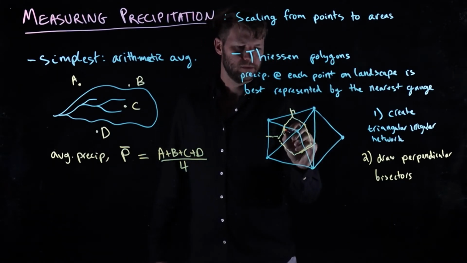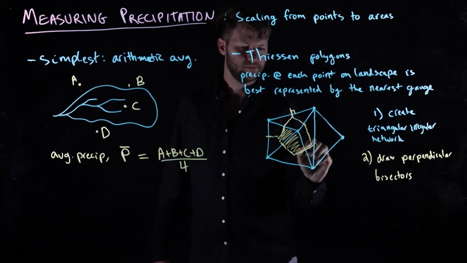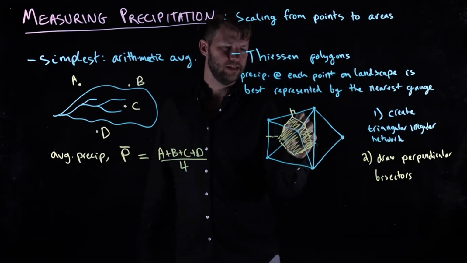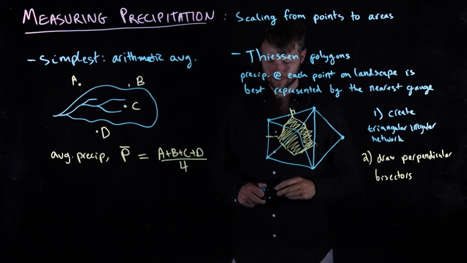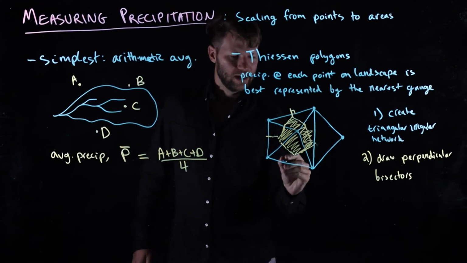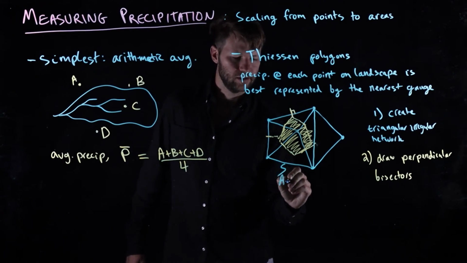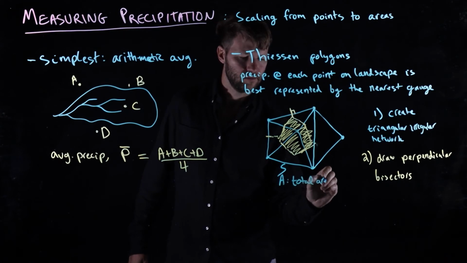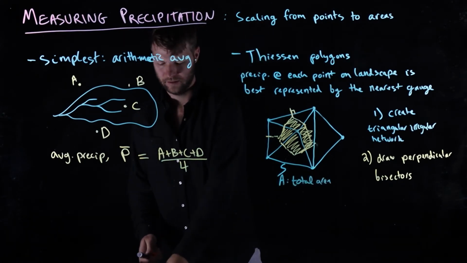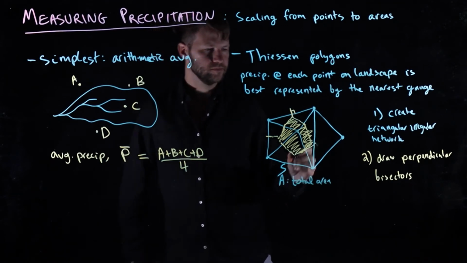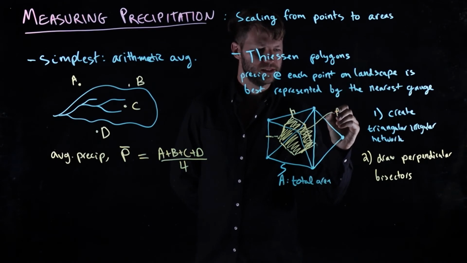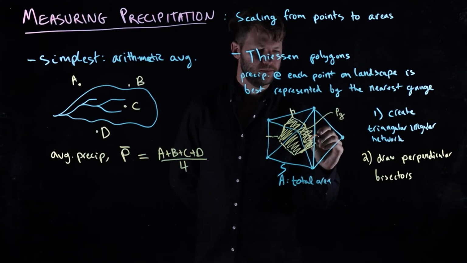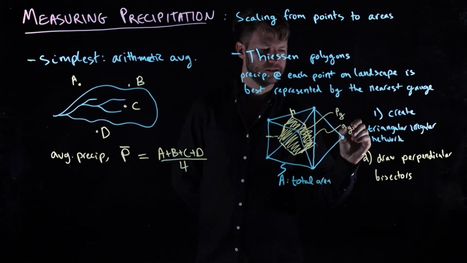And as a result, we get this shaded area in here. And the idea is that this shaded area, any point in this area is closest to this gauge compared to any of the other gauges on the landscape. If we were to describe the total area A, and then describe in here this point as being precipitation gauge G, and this being little area G.